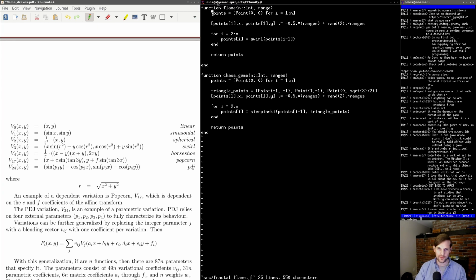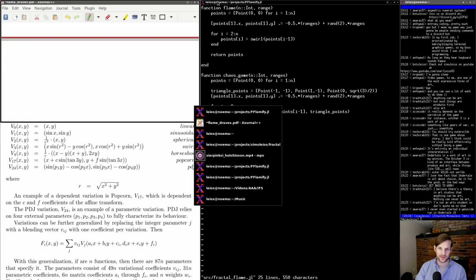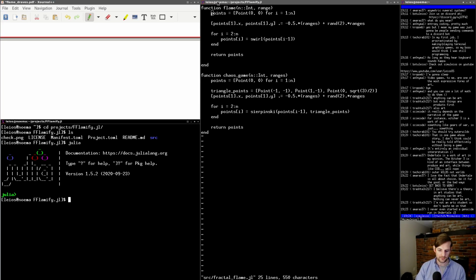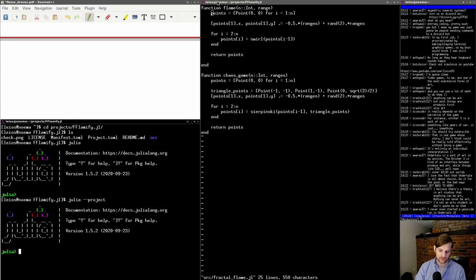So here, if we go there, we have flame, and I should be able to open this up in Julia. Double dash project. Make sure everything compiles still. So now we're going to do using Revise, and then using Flamify. Hopefully everything still precompiles, and then we're just going to try running our flame function. And then what it should create is just a circle. That's what I'm imagining, because all this is a rotation matrix.